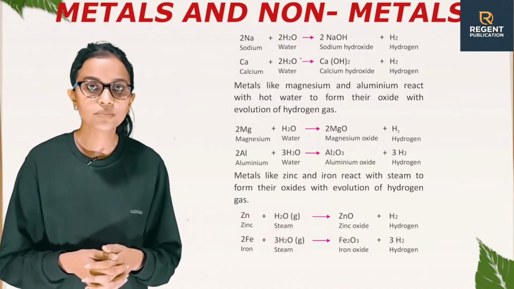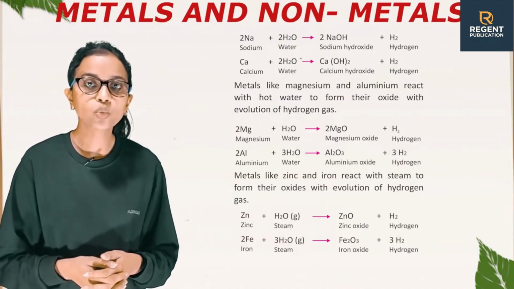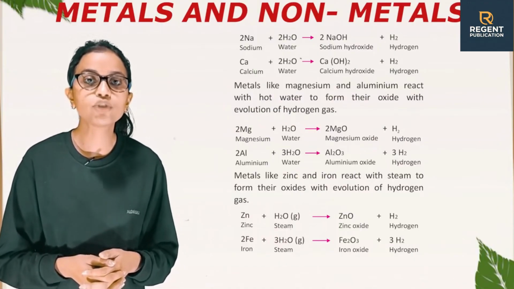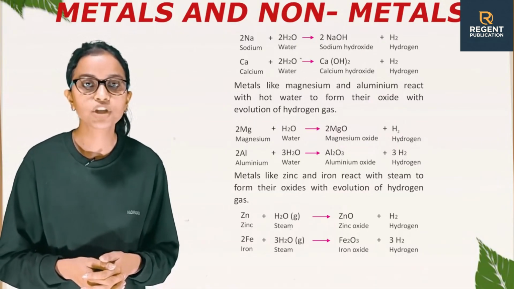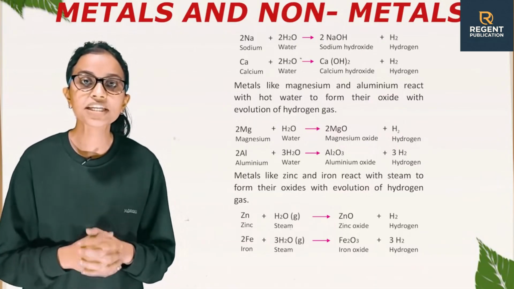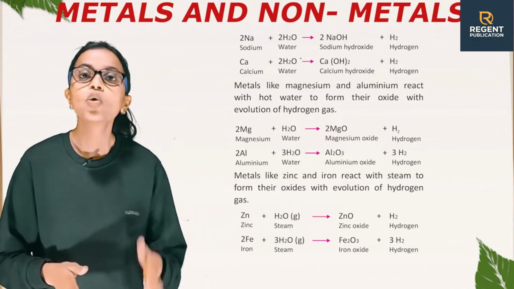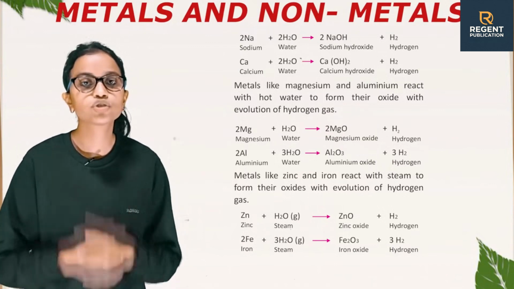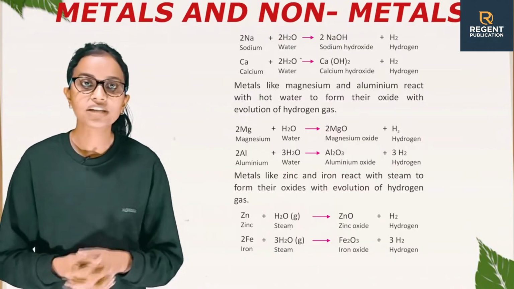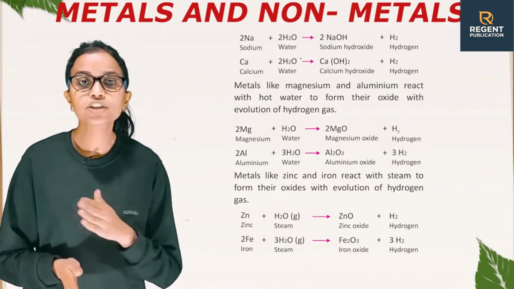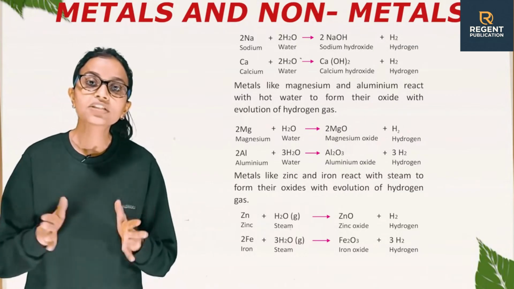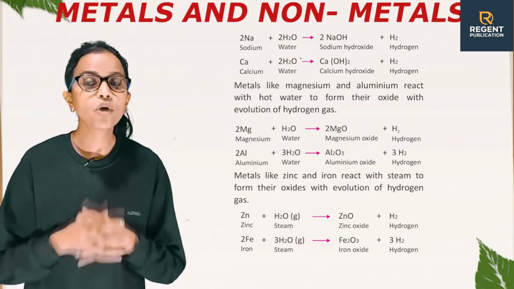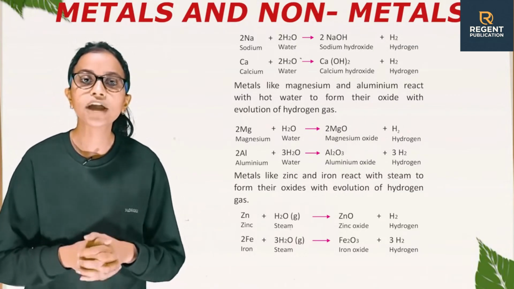Metals like magnesium and aluminium react with hot water to form their oxide with evolution of hydrogen gas. Mg magnesium plus H2O water gives MgO magnesium oxide plus H2 hydrogen. 2Al, that is aluminium, plus 3H2O water gives Al2O3 aluminium oxide plus 3H2 hydrogen.